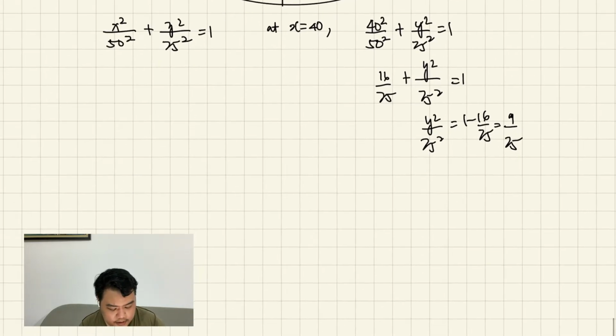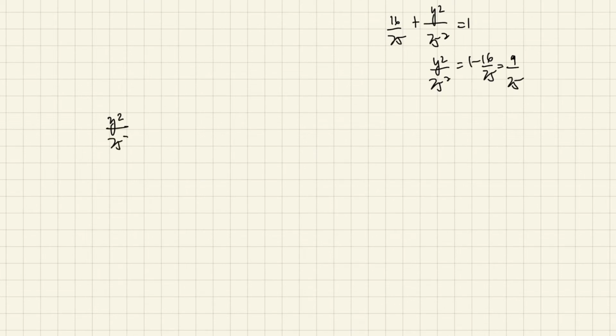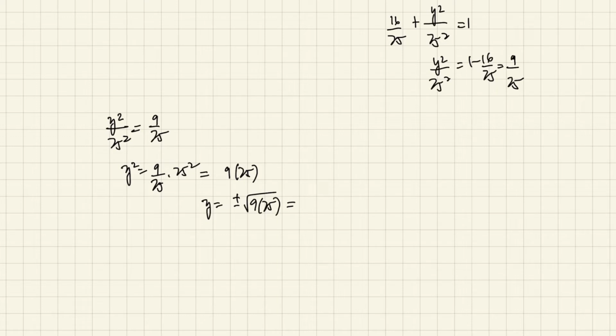Wala, I need space. Ito na lang. So, y squared over 25 squared is 9 over 25. You can multiply both sides by 25 squared. We will get 9 times 25. And then you get the square root of both sides. You get plus minus 9 times 25. Square root of that is plus minus 3 times 5, which is plus minus 15.